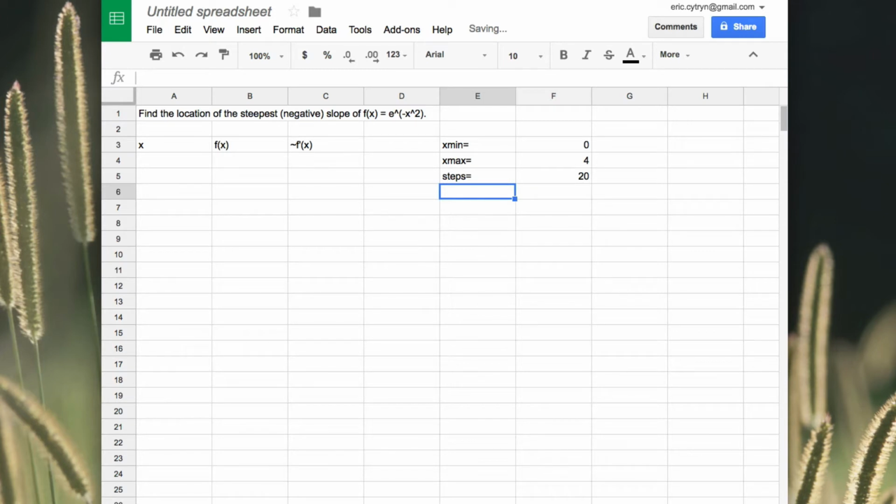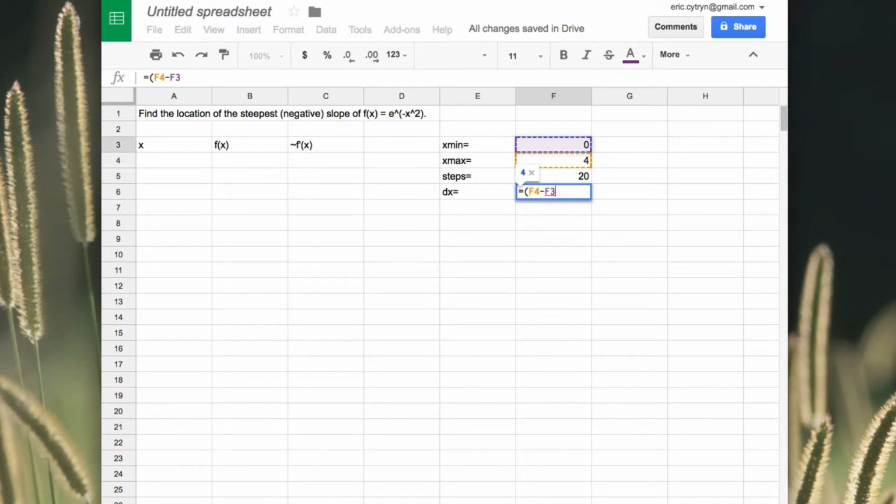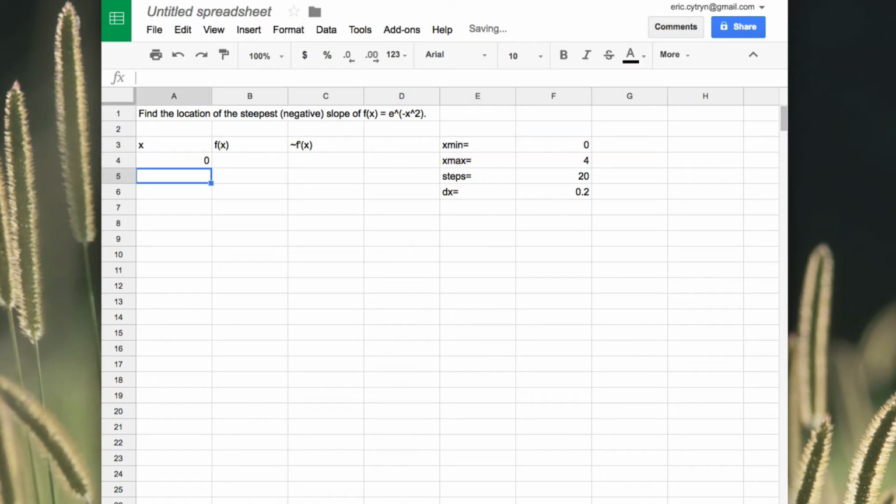And how big should each of those intervals be? The delta x should be equal to 4 minus 0 divided by number of steps. So when I put my x values over here, I'm going to start off with the x min value exact, and then I'm going to take that value. So for a formula, I start with equals, and I put in A4 and then add to it. Now, if I just were to write F6 here, I would get an increment of 0.2.